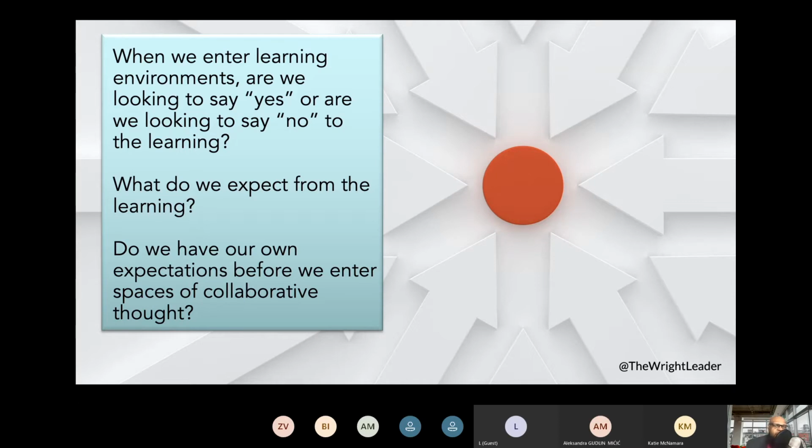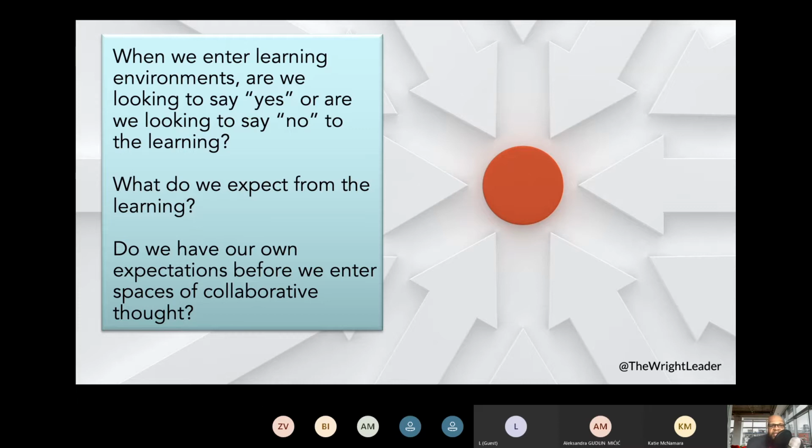And this is a powerful question because you're able to see very early on whether what the participants and those in the learning space with you are expecting from the learning aligns with the expectations you have as the person facilitating the meeting. You're able to check for alignment with that, and that's very powerful.